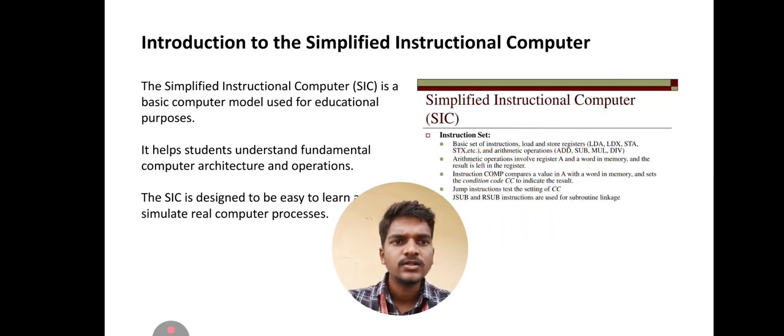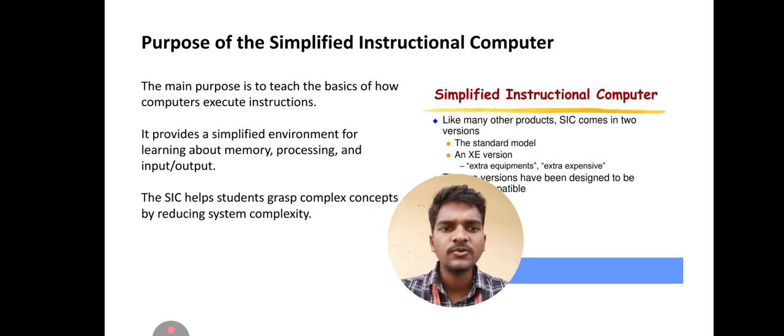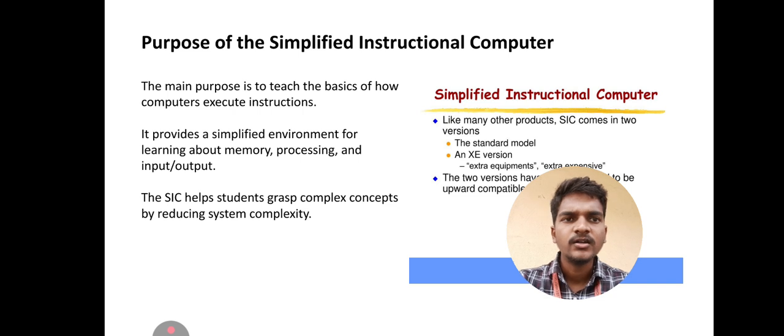What is meant by SIC instruction set? It is a basic set of instructions: load and store registers, and also arithmetic operations. Arithmetic operations involve a register and a word in memory. Jump instructions test the setting of the CC. The compare instruction compares the value of A with a word in memory, and it sets the condition code CC to indicate the result.